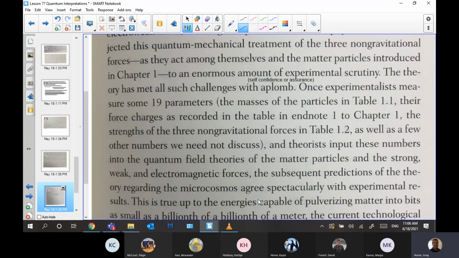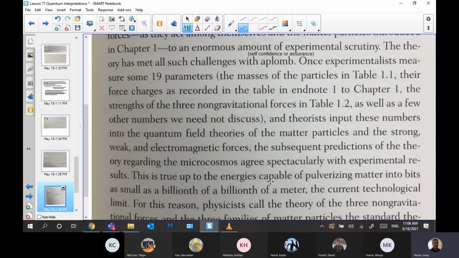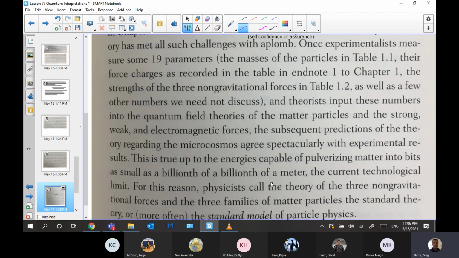Once experimentalists measure some 19 parameters, the masses and so on, the forces and so on, that's the standard model. We're talking about all of the gluons and the vector bosons and so on. They put those numbers into the quantum field theories of matter particles, of the strong, weak, and electromagnetic forces and so on. The subsequent predictions of the theory regarding the microscopic cosmos, the microcosmos, agree spectacularly with experimental results.